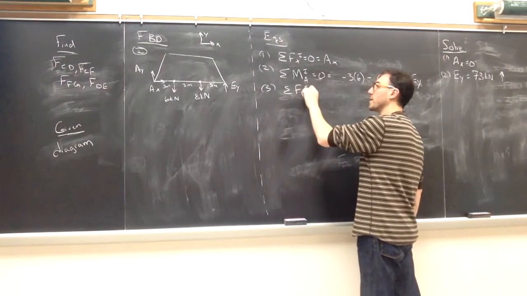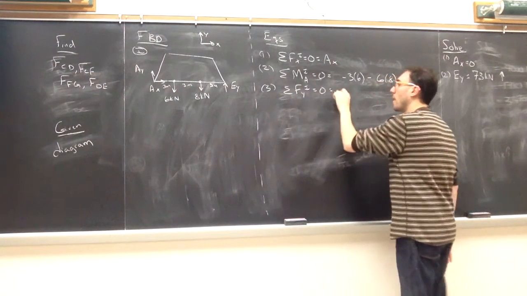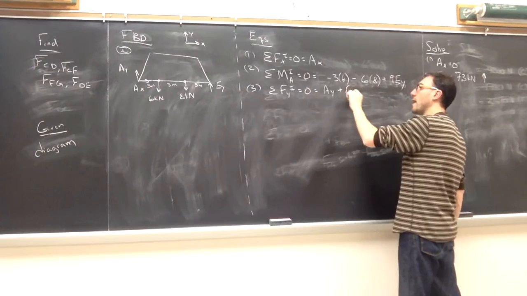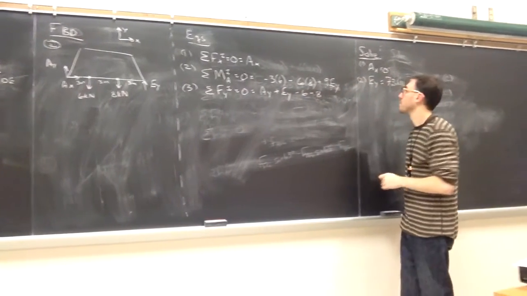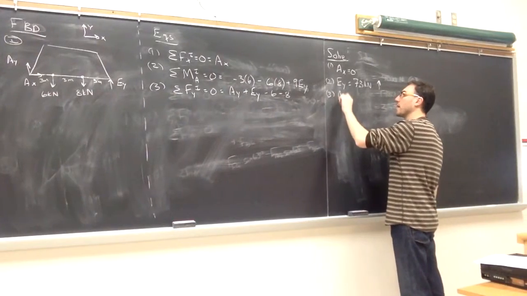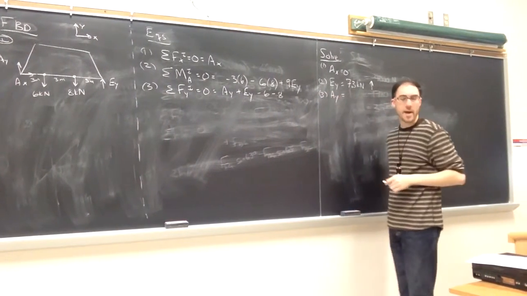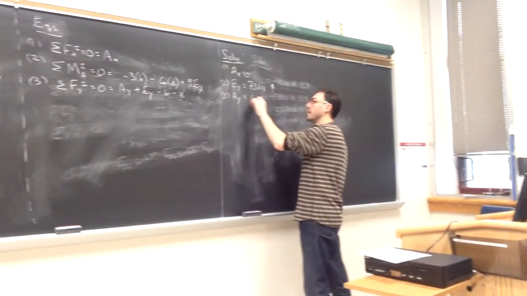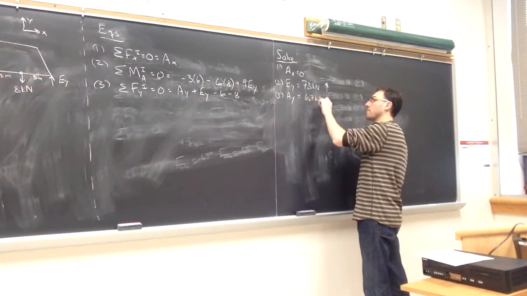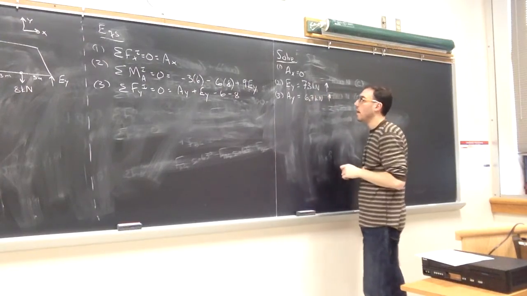So finally, if we look in the y direction, we'll have our AY, we have our EY, minus 6 minus 8. So our last remaining unknown from this free body diagram, AY, we're going to get, again, positive 6.7 kilonewtons. Also up.